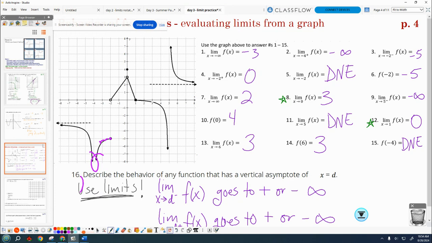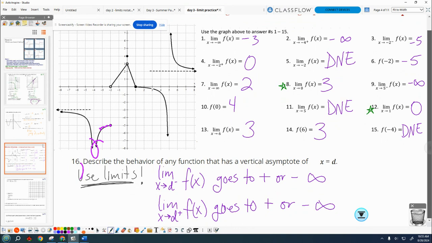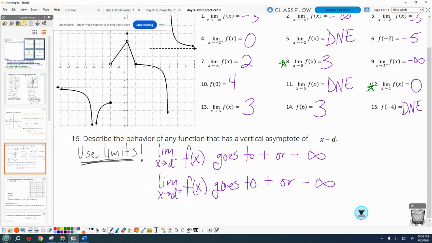Feeling slightly better? Less uncomfortable? Eleanor? I was just confused at the describe the behavior. Okay. Because describe the behavior when the vertical asymptote is x equals 3, how do you?